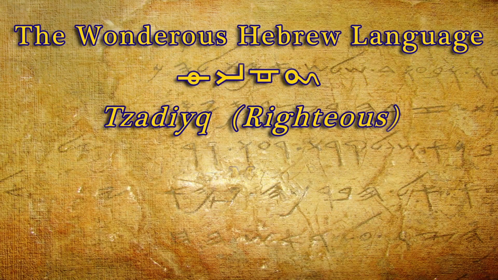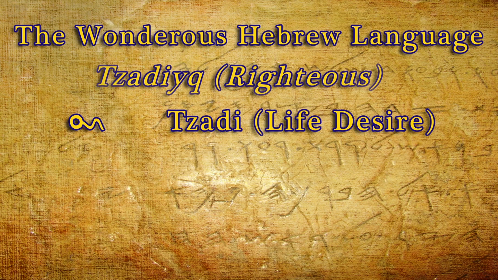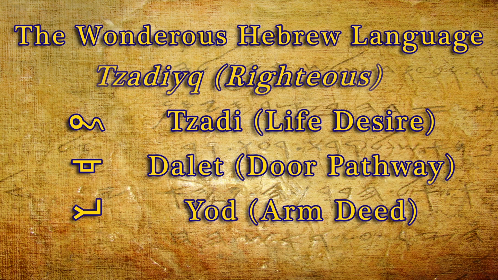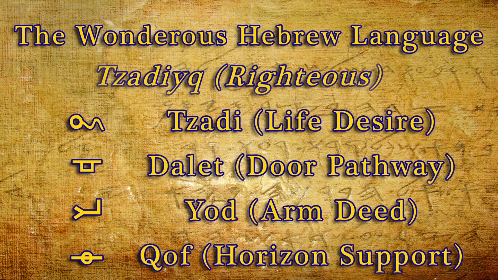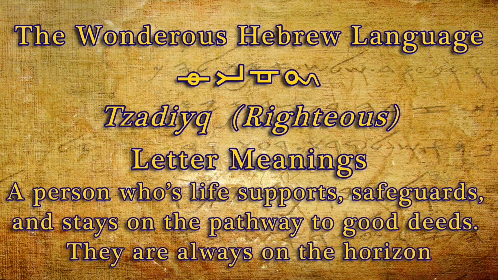Tsadiq. The ancient letters of this word mean a person whose life supports, safeguards, and stays on the pathway to good deeds. They are always on the horizon. You will then be Tsadiq, a person who is righteous, walking the correct path. The letter Tsadi represents life or desire. The letter Dalet represents a pathway. The letter Yod represents a deed. The letter Kuf represents a sun on the horizon, or to be behind or to support. These letters then mean a life on the pathway with good deeds, always on the horizon.